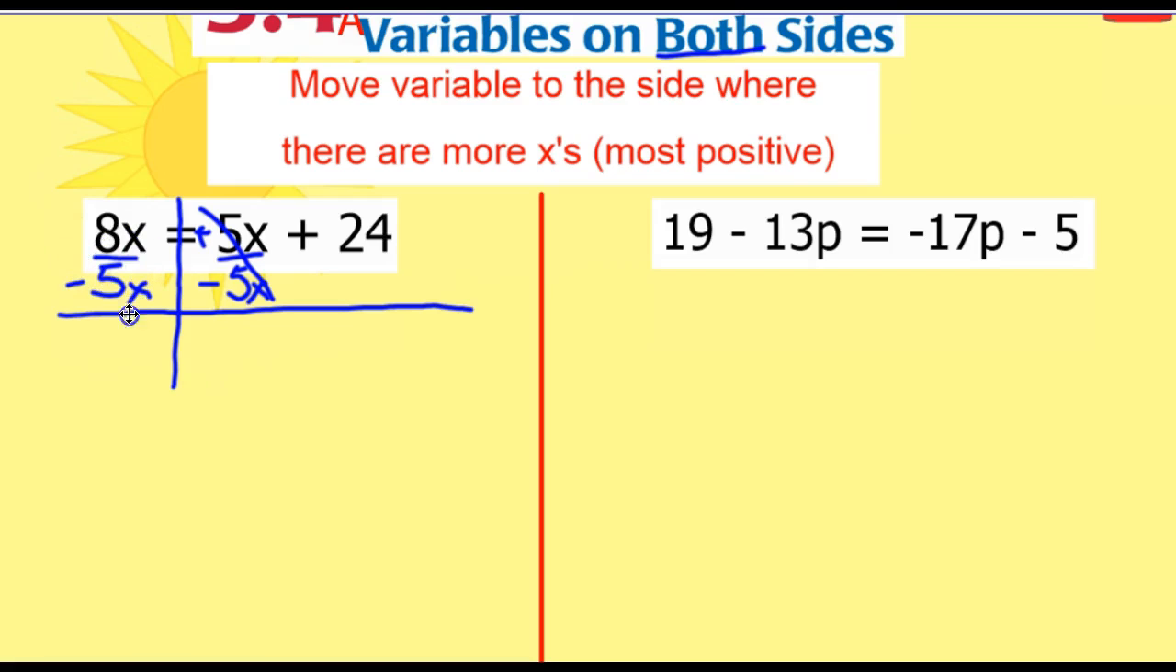So we have 8x minus 5x is going to give us 3x. What we have left on this side is 24. So we just need to solve this for what it is now. Divide by 3. Divide by 3, and x equals 8.